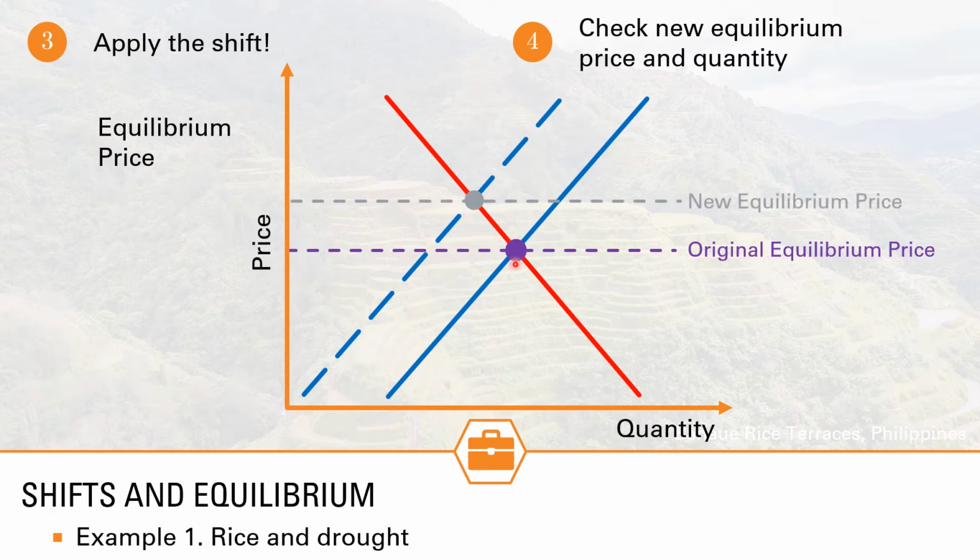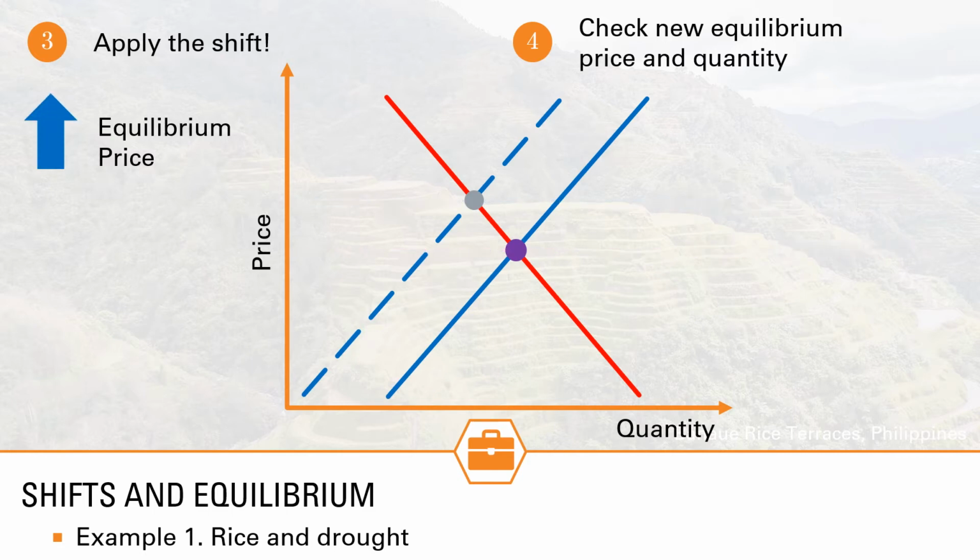So what happens here, right? This is the original equilibrium price, and this is the new equilibrium price. Remember, on the y-axis, as we go up, it increases. So what happens to equilibrium price here? From here to here, that is going up. So equilibrium price increases, right?